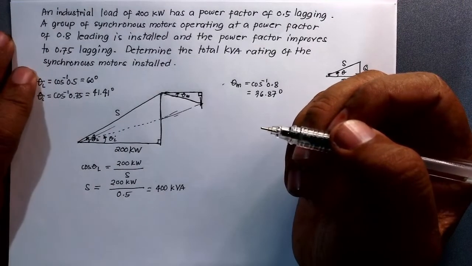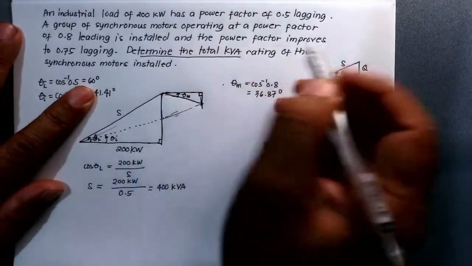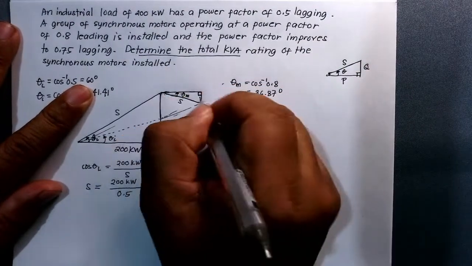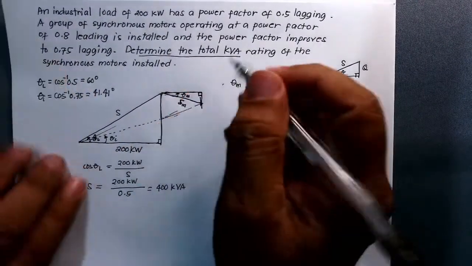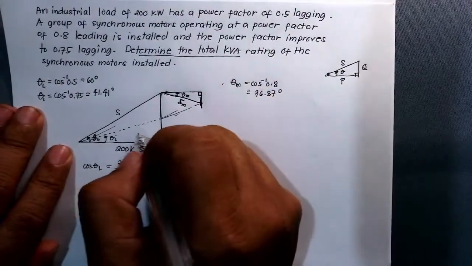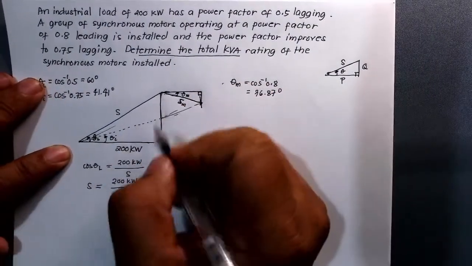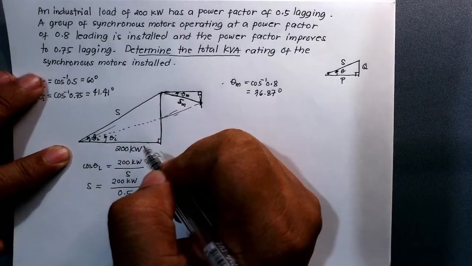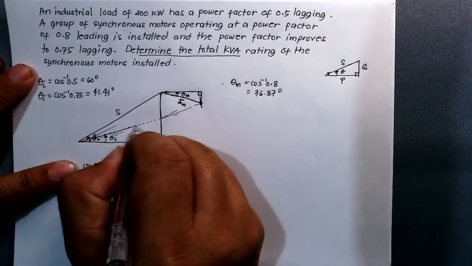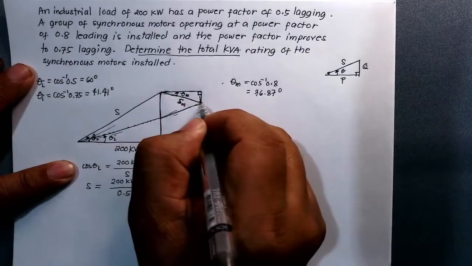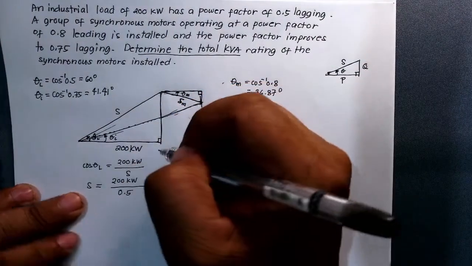The question here is to determine the total kVA, or the S, of this synchronous motor. Let us name this as S sub m. So we are going to find that. What is the value of that? To be able for us to have an improved industrial load of 0.75 lagging up to this point, this is again a triangle. So you are forming here another triangle.